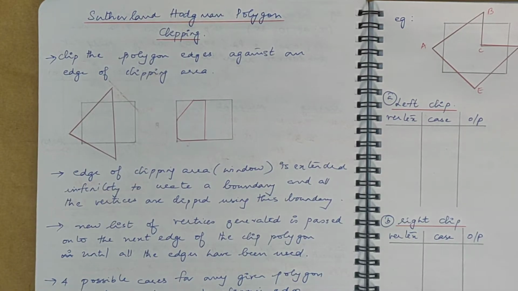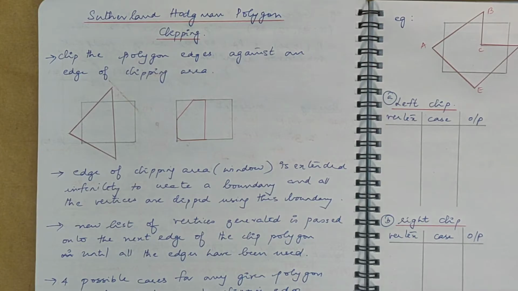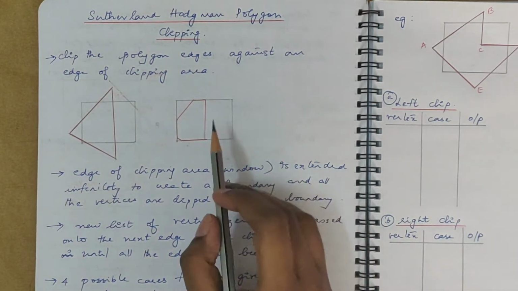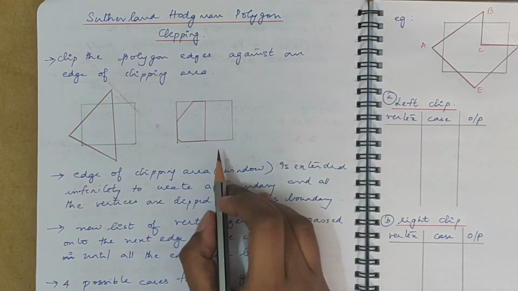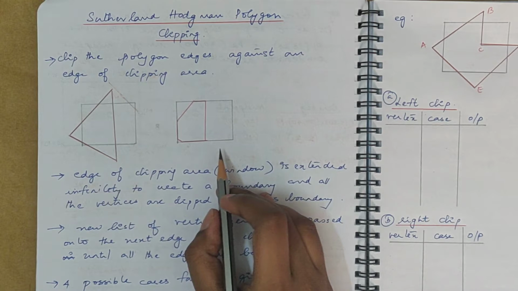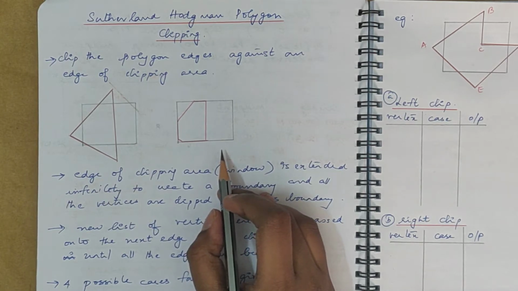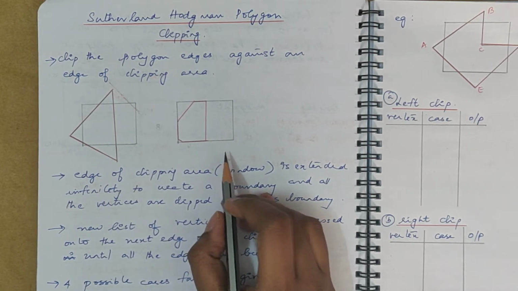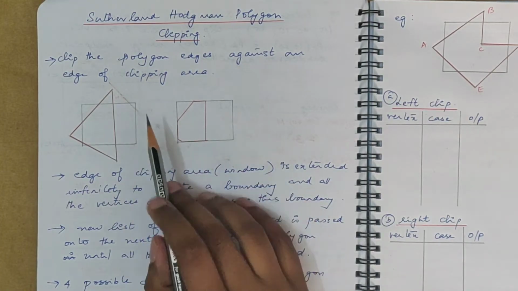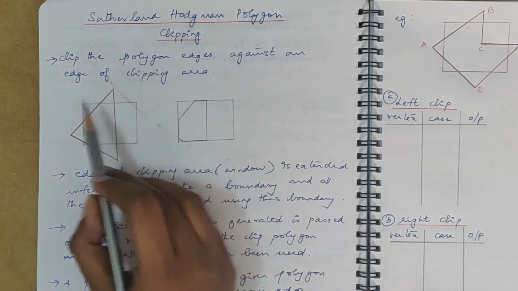The topic for today is from Module 5, and the topic is polygon clipping. The algorithm that we are going to see today is the Sutherland-Hodgman polygon clipping algorithm. In the previous lecture, I had already taken a lecture on line clipping algorithms, where we had seen Cohen-Sutherland line clipping and midpoint subdivision line clipping. Here we are going to clip a polygon against a clipping window.